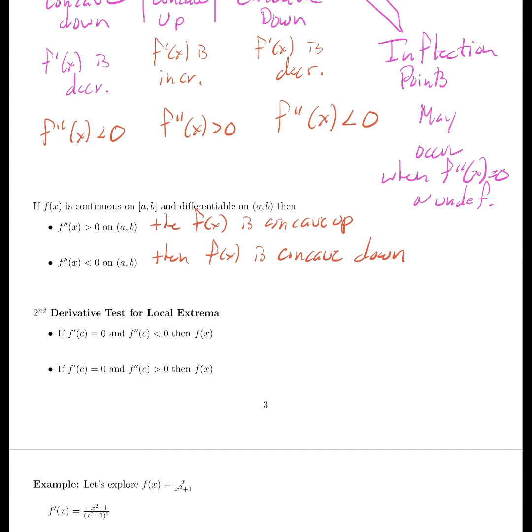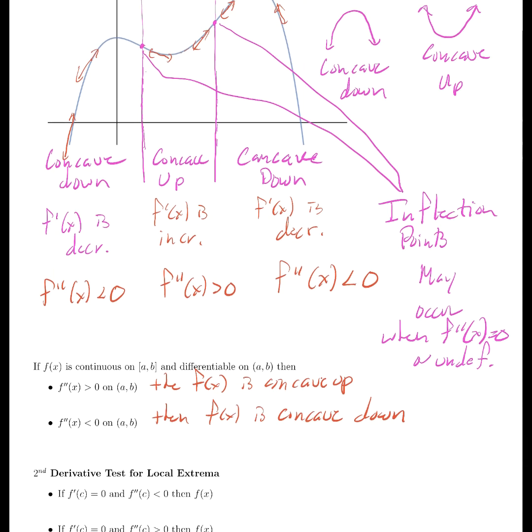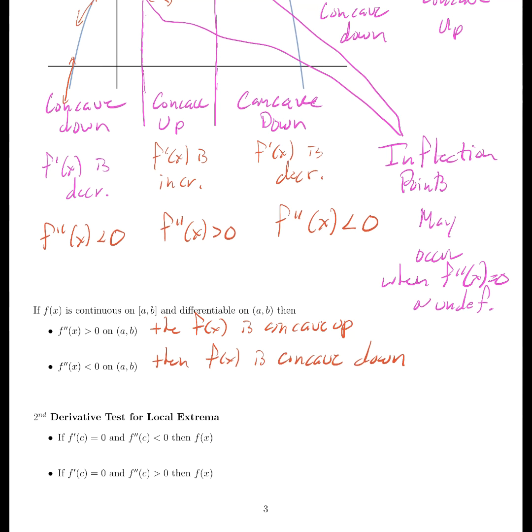Next statement. If f prime is equal to 0, so that's going to happen at a point like this, and here f prime is equal to 0 at this point, but the second derivative is negative, then f of x has a local maximum at x equals c.